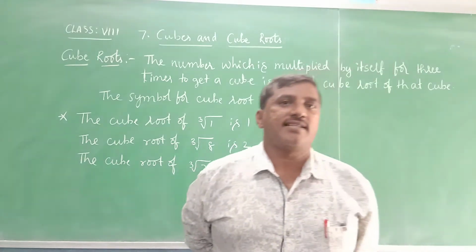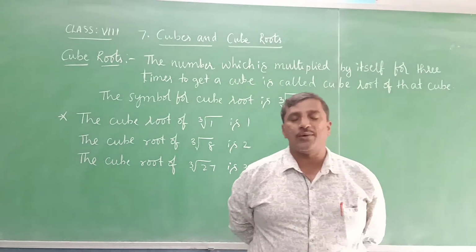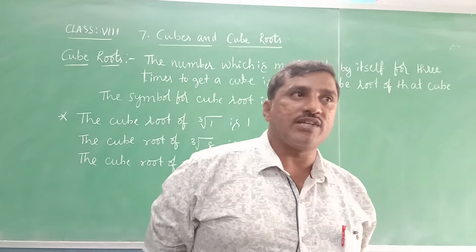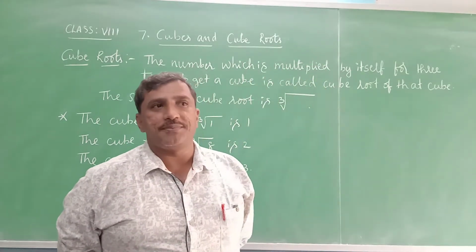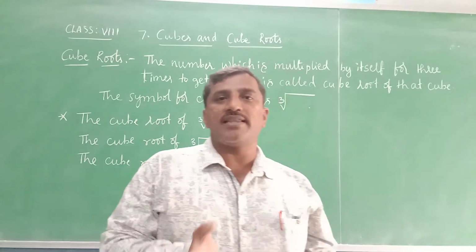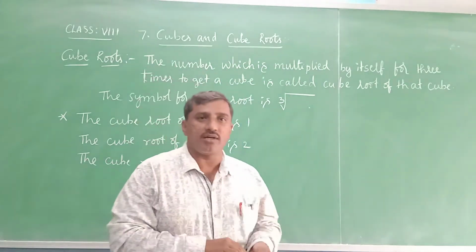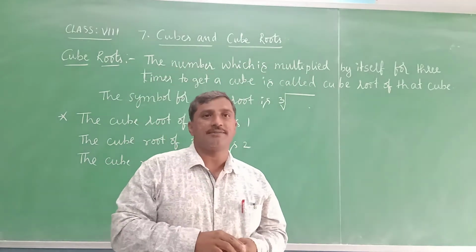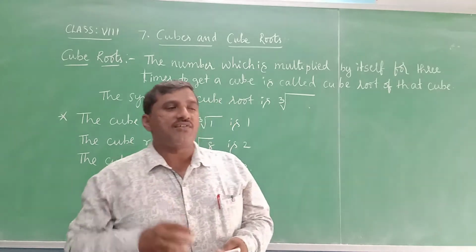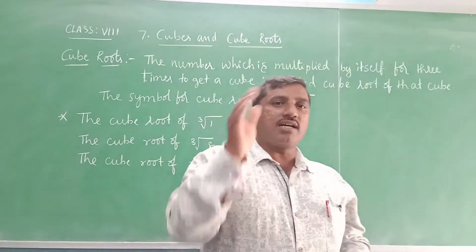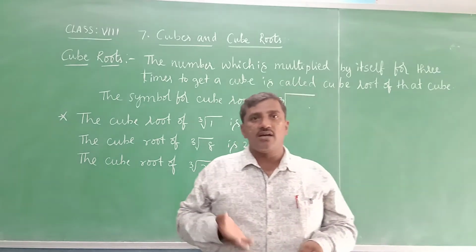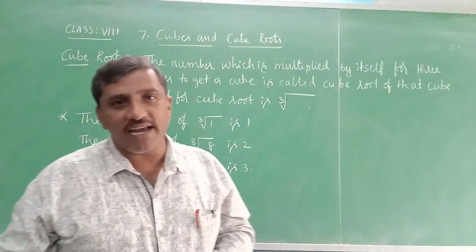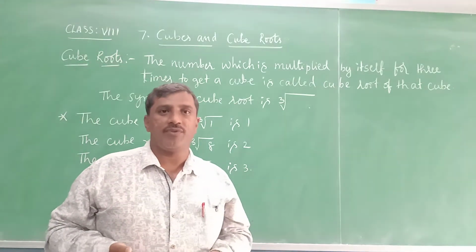We are discussing the 7th chapter, cubes and cube roots. In the previous class we studied what cubes are, what the properties of cubes are, and identifying whether a given number is a perfect cube or not. If it is not a perfect cube, we found with which small number it should be multiplied or divided so that we obtain a perfect cube.